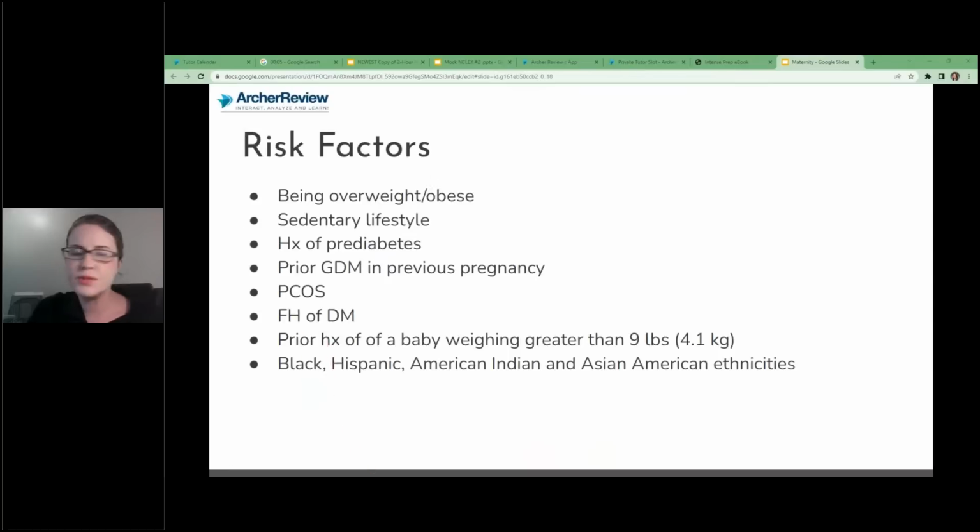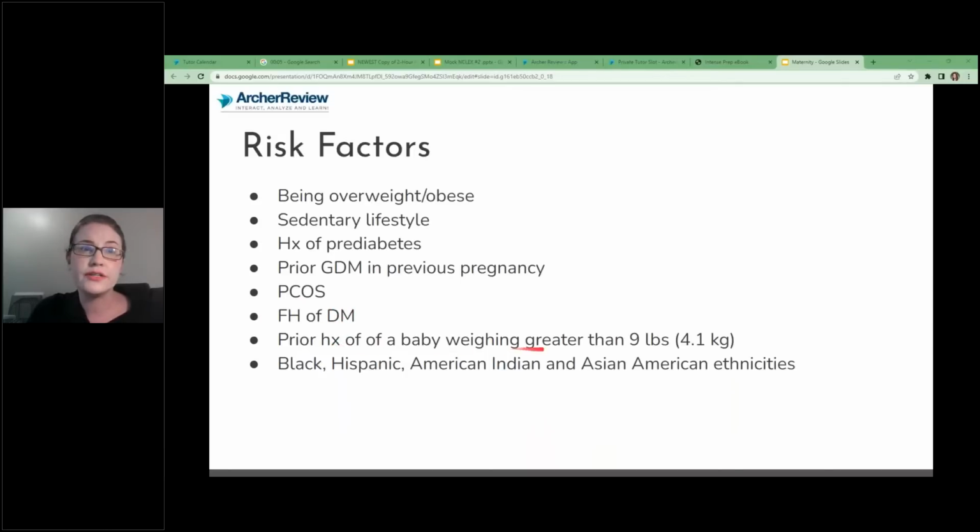What are some risk factors? Well, definitely similar to people who are at risk for diabetes: being overweight or obese, having a sedentary lifestyle, having a history of pre-diabetes. Those are all important risks, definitely. Prior history of gestational diabetes in a previous pregnancy. Actually, having polycystic ovarian syndrome increases the risk of diabetes in general, but also in pregnancy. About 10% of women have PCOS, and this is a condition that causes hormonal imbalances, and it also causes insulin resistance as well. A family history of diabetes.